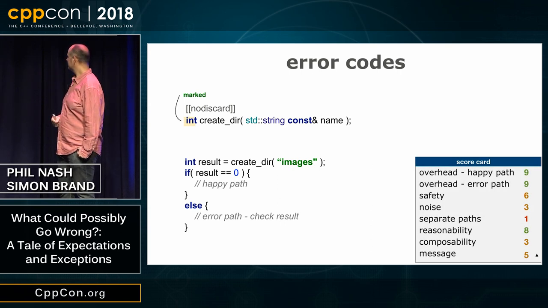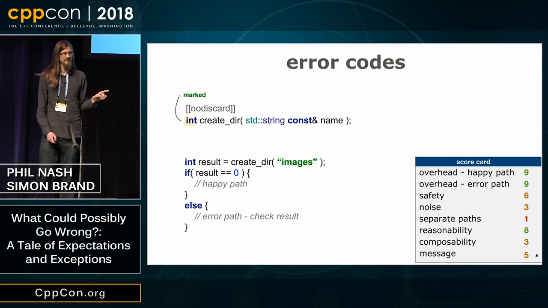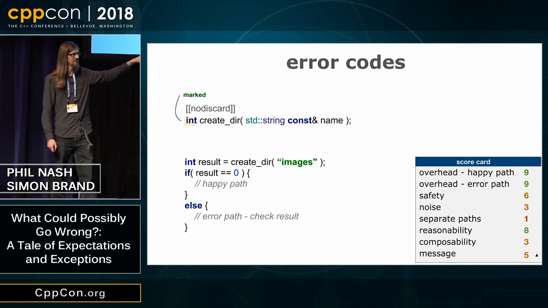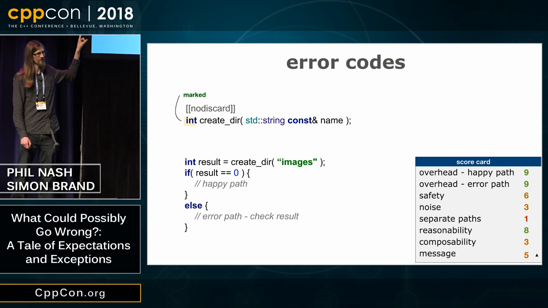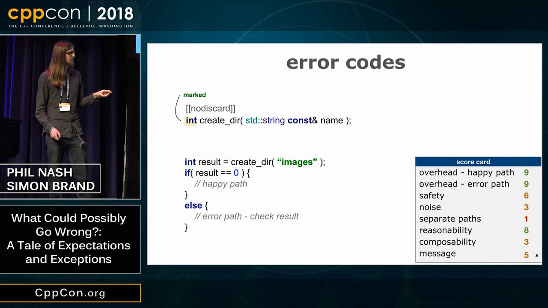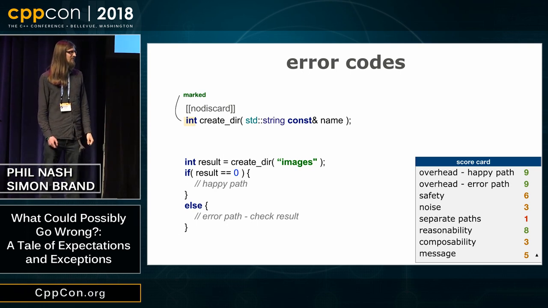Here are my scores. So you're right, the message has improved. We can get more information about why we failed. Now that I look at my scorecard again, I kind of want to mark you down on reasonability, because looking at this int, it's not clear that this is for error handling, unless we look at the documentation or something. So I think I may have been a little bit nice to you on that 8.